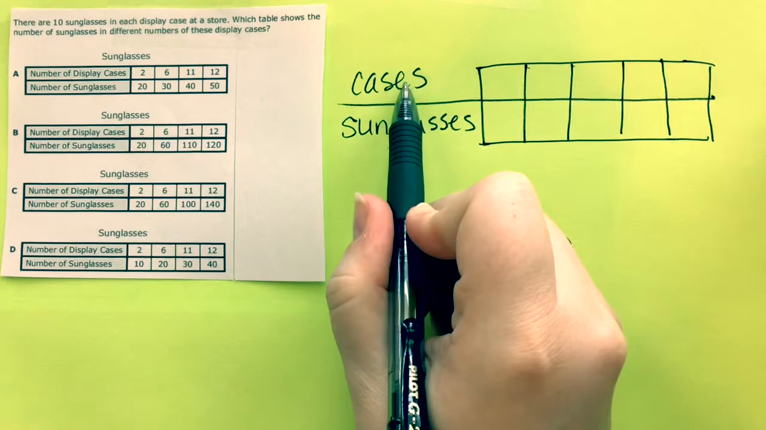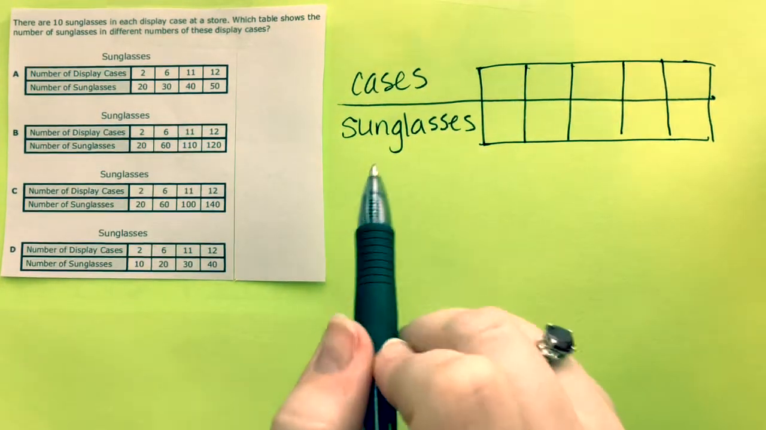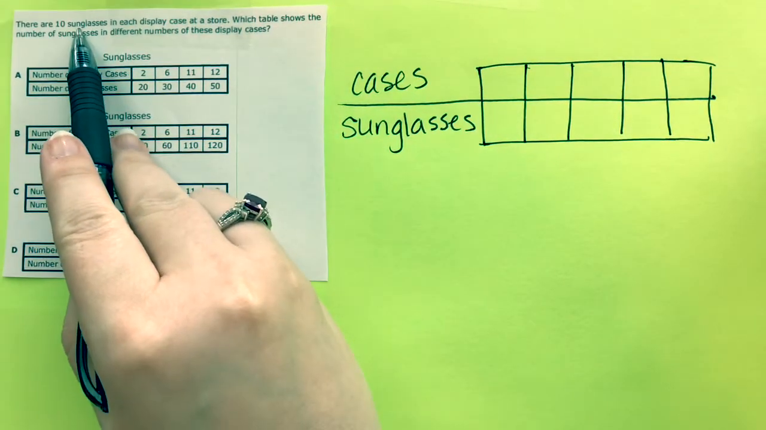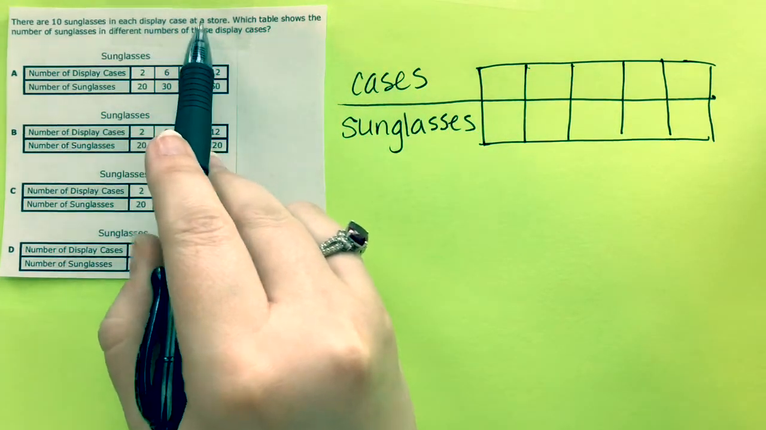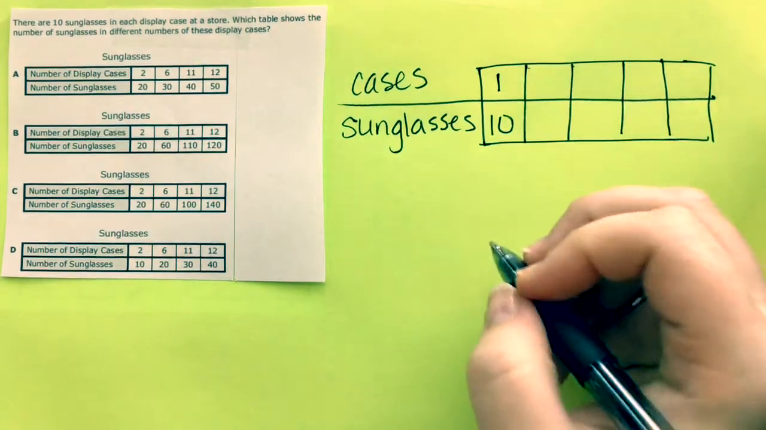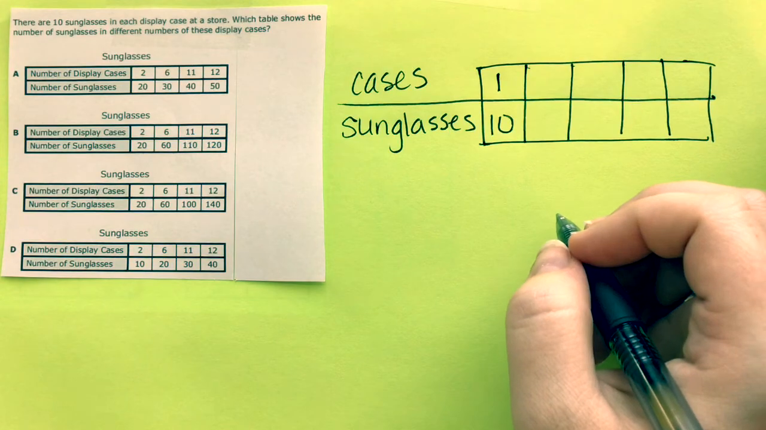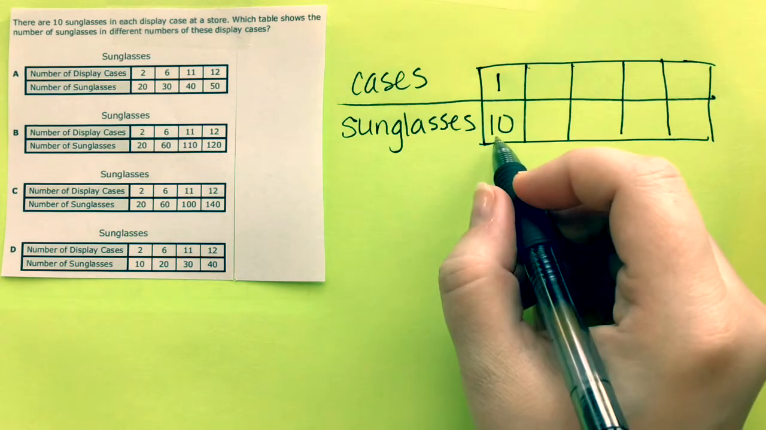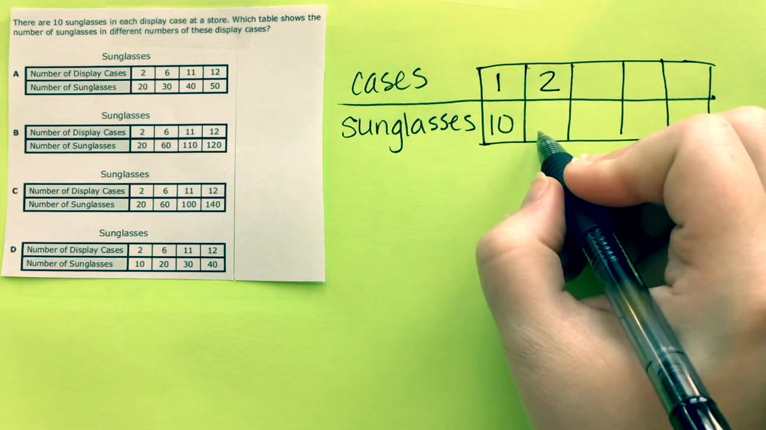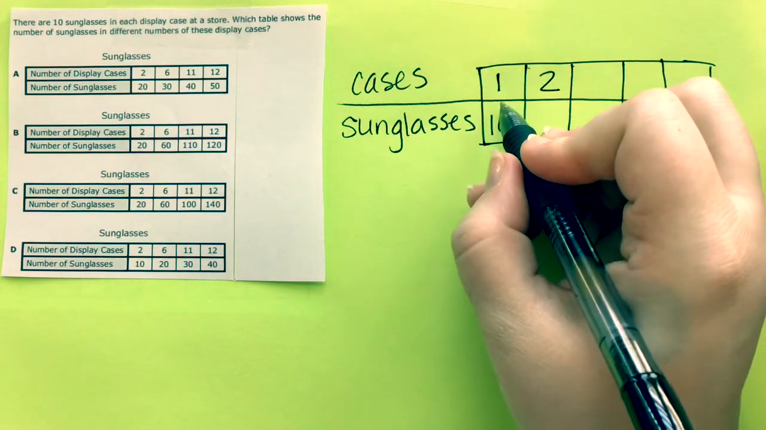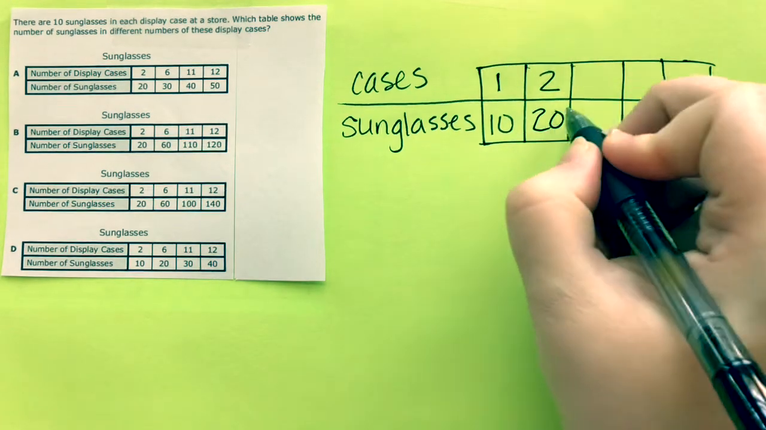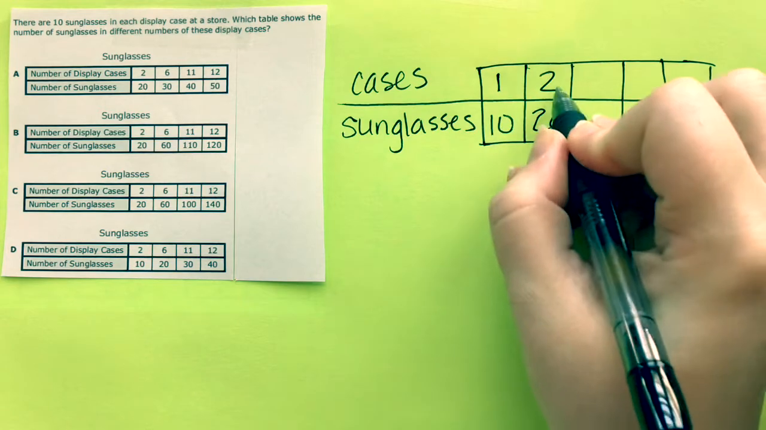Okay, so remember we have cases on the top and sunglasses. Those are the 2 things that have a relationship in this problem. So if I have 10 sunglasses in each display case, I have 1 case is going to have 10 sunglasses. Well, what does that tell you about the relationship that we have? Well, each one has 10. So if I have 2 cases, how many sunglasses would I need to have? There's 10 in each one. I have 10 in one, and I would add another 10 here to get 20. Okay, well, 1 and 10 have a relationship, 2 and 20.